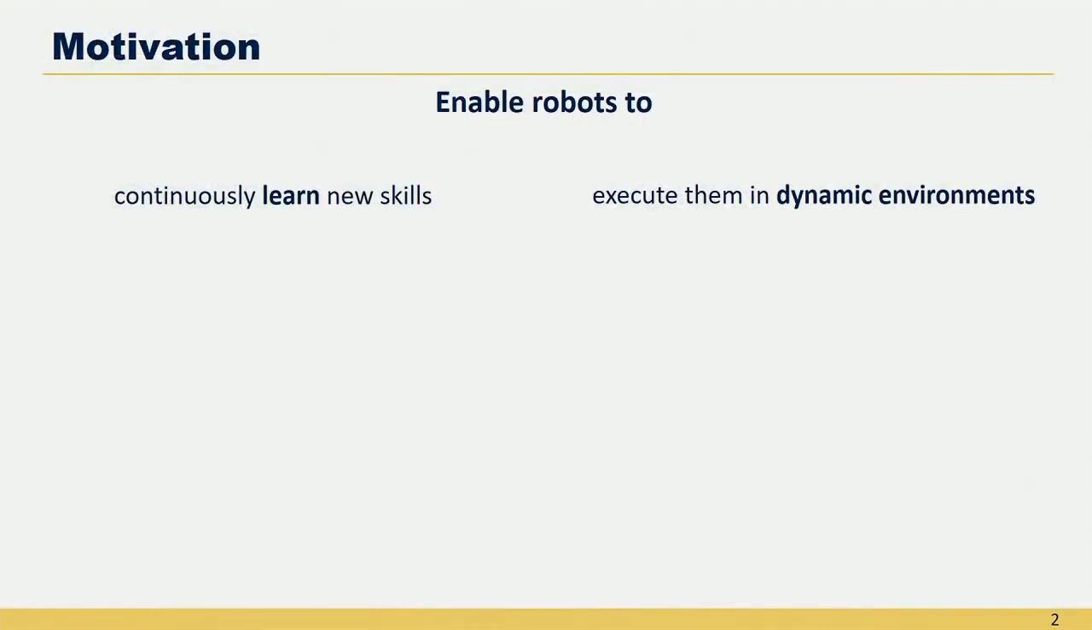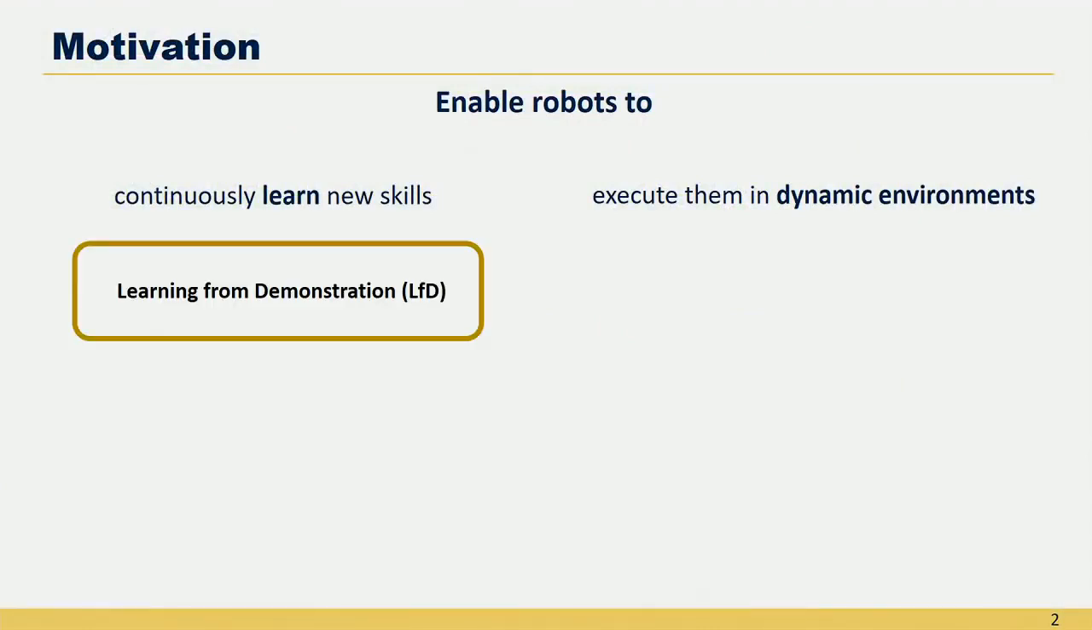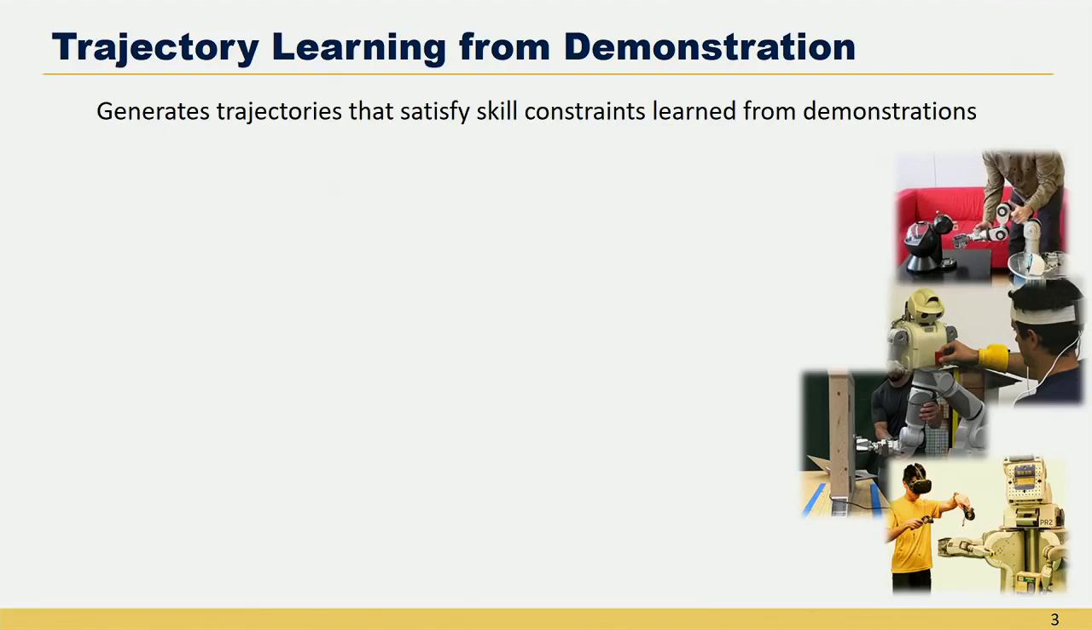So, as robots go out of their cages and assume more collaborative roles alongside humans, we want them to have the capability to continuously learn new skills, but also execute them in dynamic environments. For continuously learning skills, we have learning from demonstration. The aim of trajectory learning from demonstration is to generate trajectories that satisfy skill constraints that are learned from demonstration.